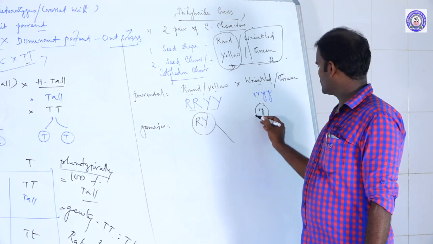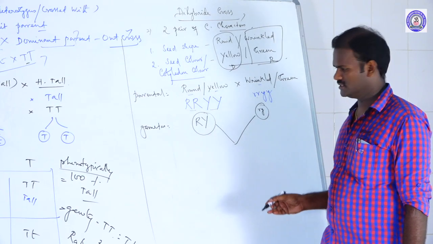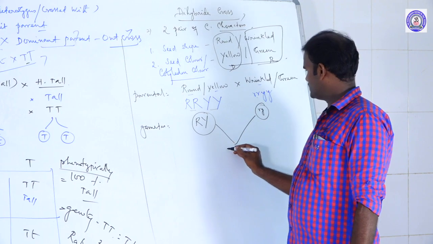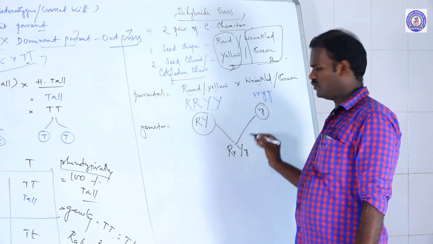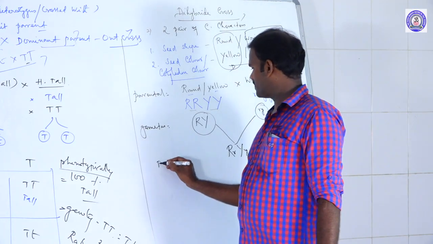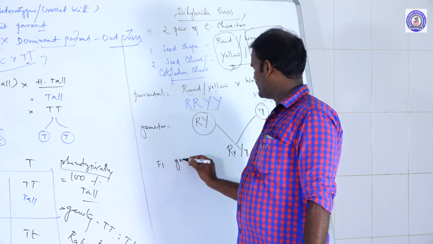Both gametes are fused together by the process called fertilization to form the zygote, capital R, small r, capital Y, small y. These are the first filial generation.